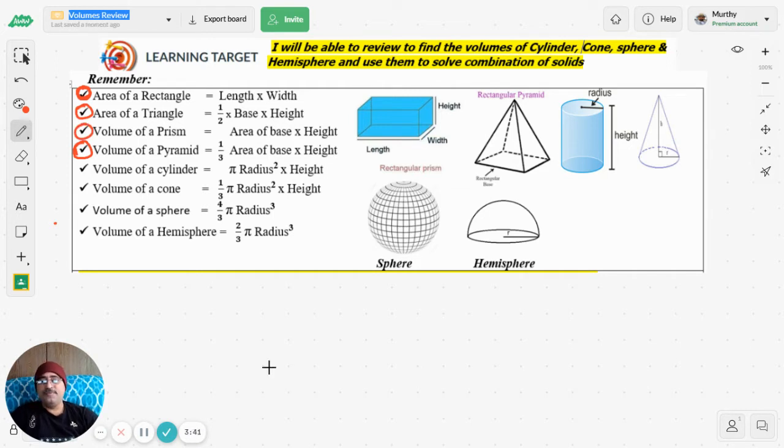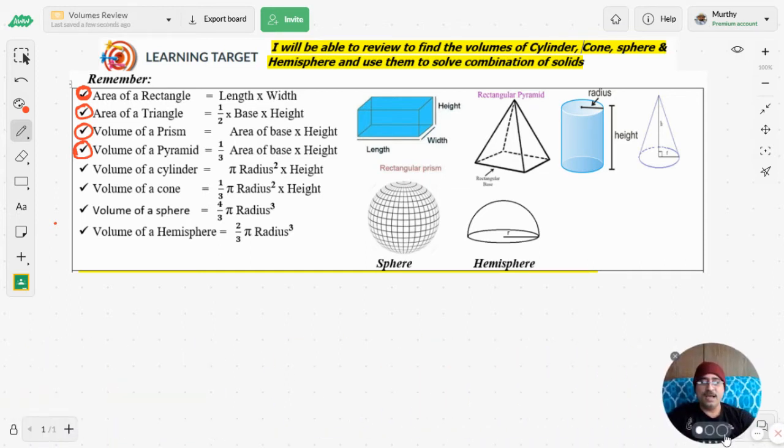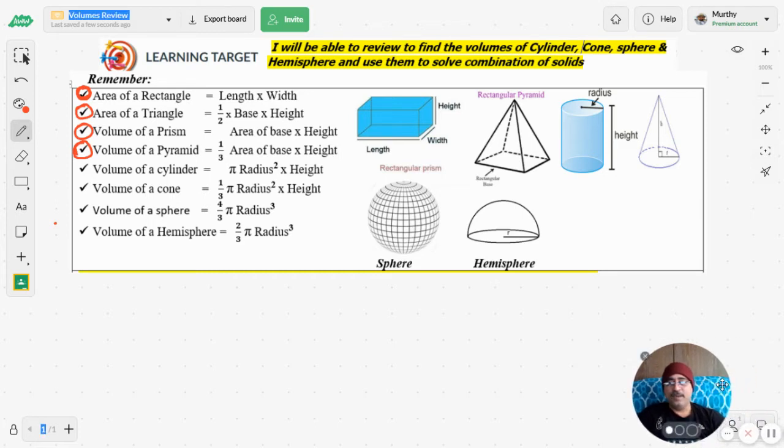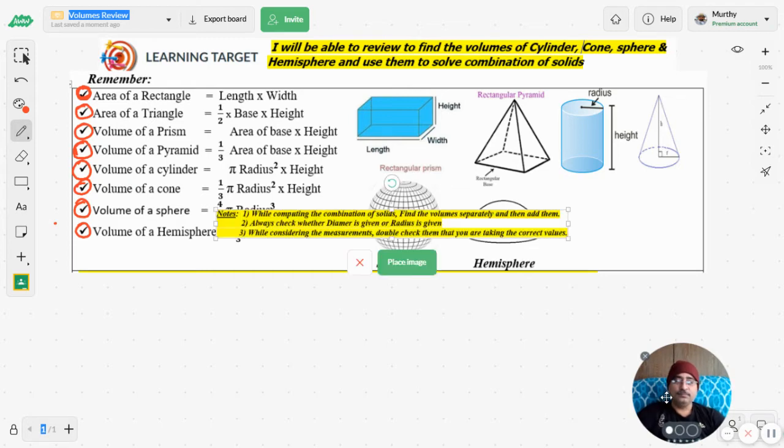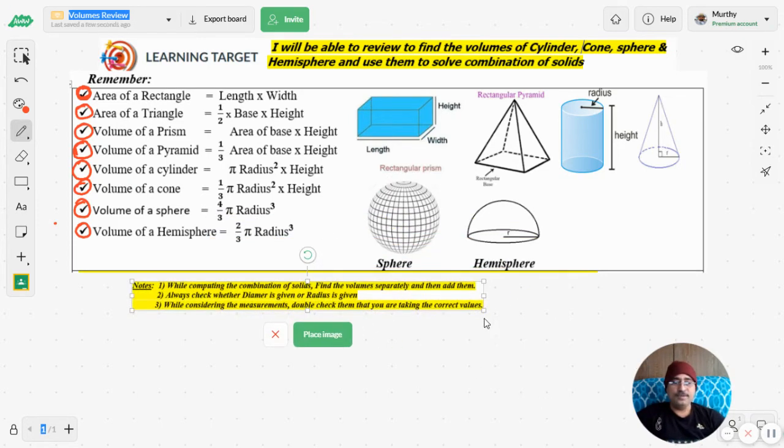Next, volume of cylinder. Already I discussed in the previous classes that the volume of a cylinder is pi times radius square times height. Next, a cone is 1/3 the volume of a cylinder, or 1/3 pi r square h. Quickly, the volume of a sphere is 4/3 pi r cube, and the volume of a hemisphere is half of 4/3 pi r cube. In addition to this, you have to remember these basic rules.